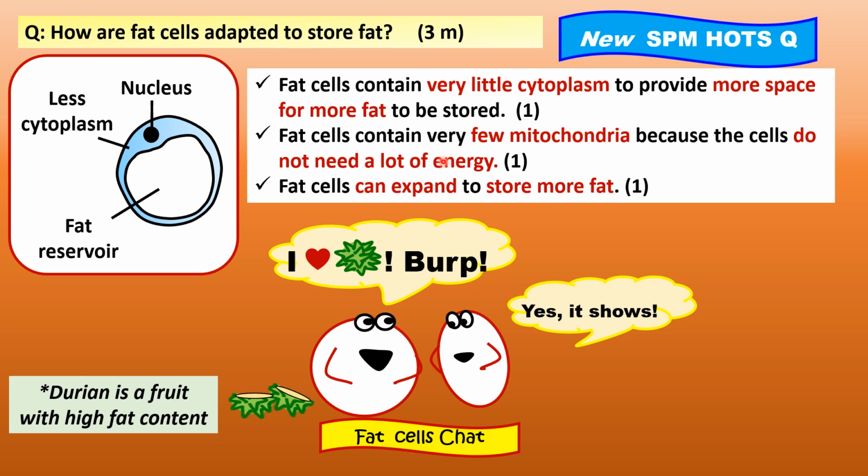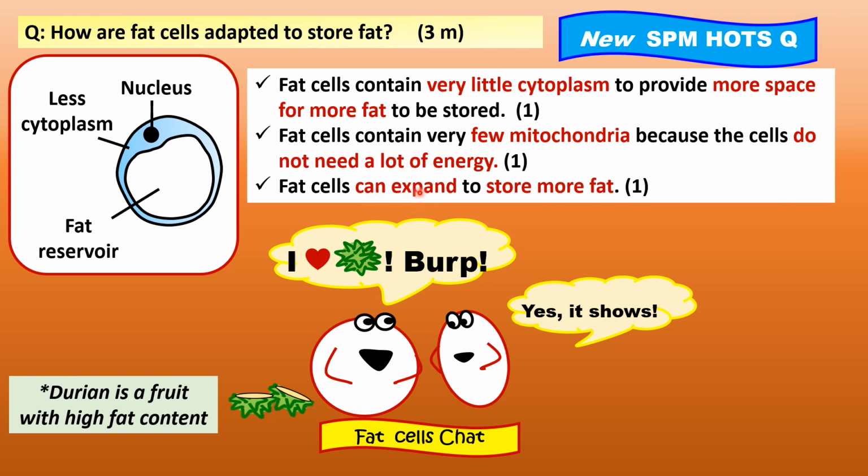Now, the second adaptation is that the fat cells contain very few mitochondria in the cytoplasm, compared to normal cells, because the cells do not need a lot of energy. So they have fewer organelles in that sense. They don't need much energy, and they are in fact storing the energy. So very few mitochondria is the characteristic, and the reason is that the cells do not need a lot of energy.